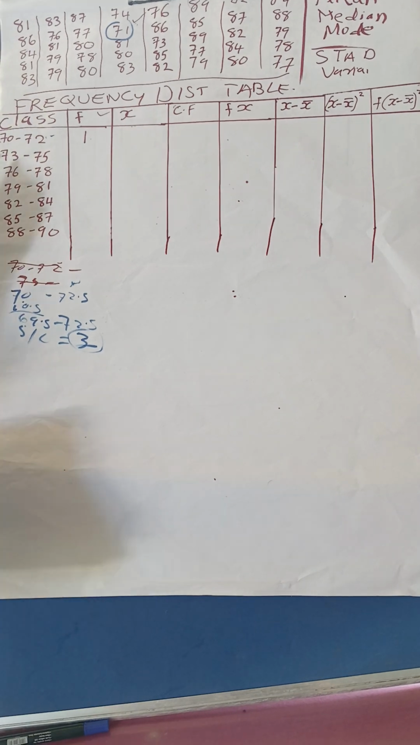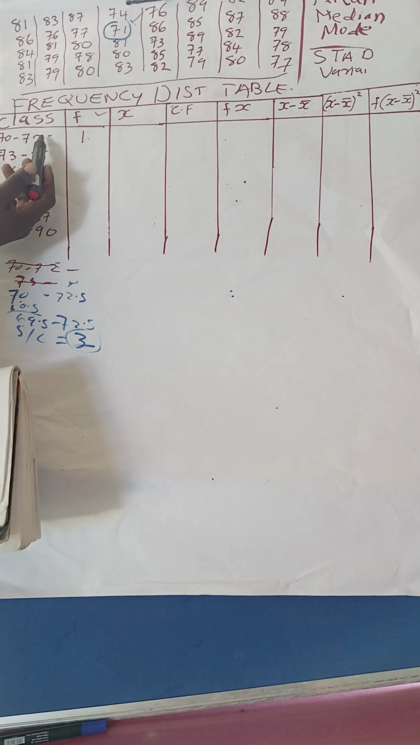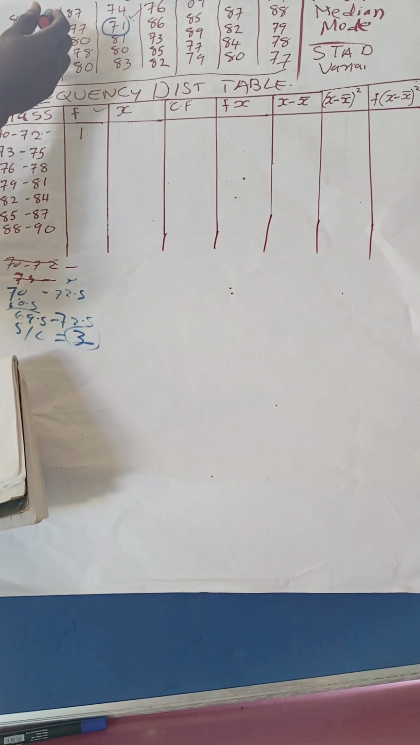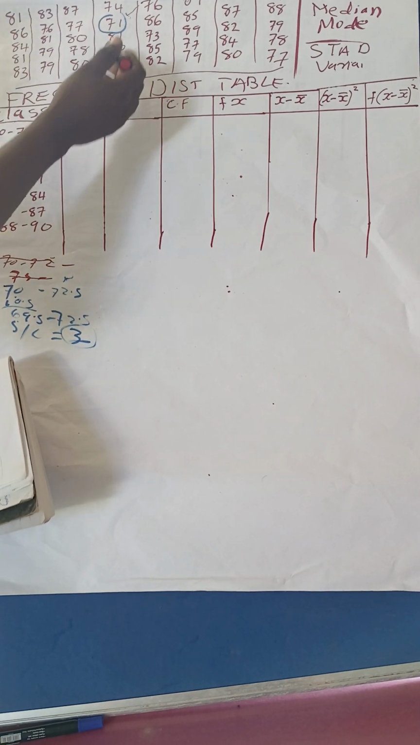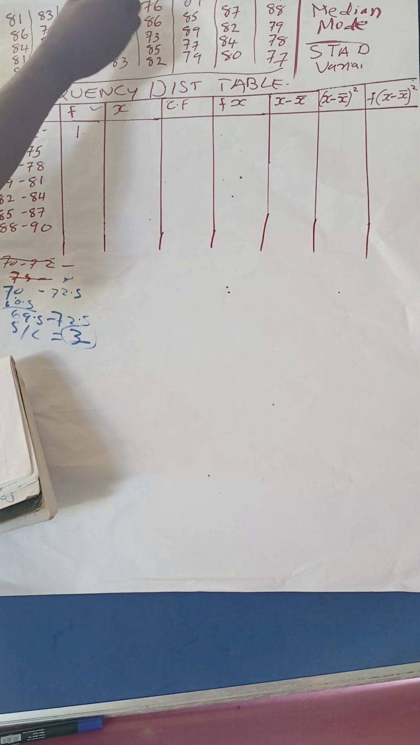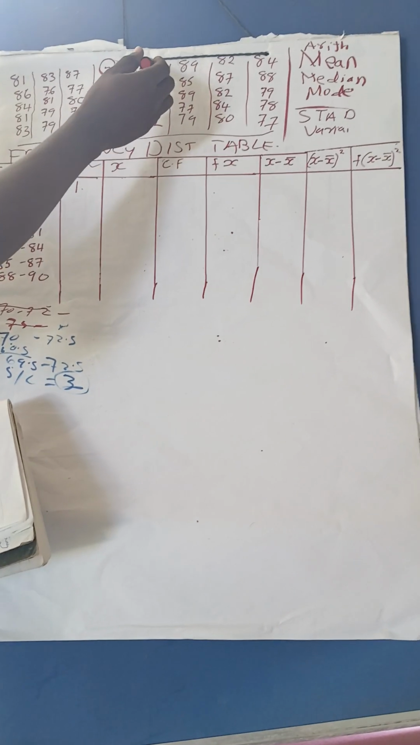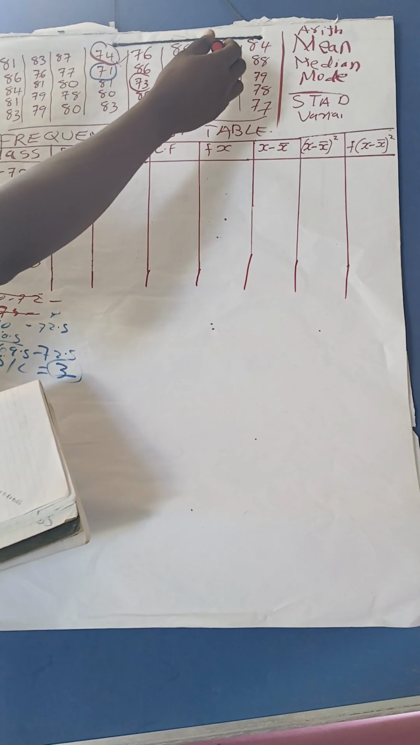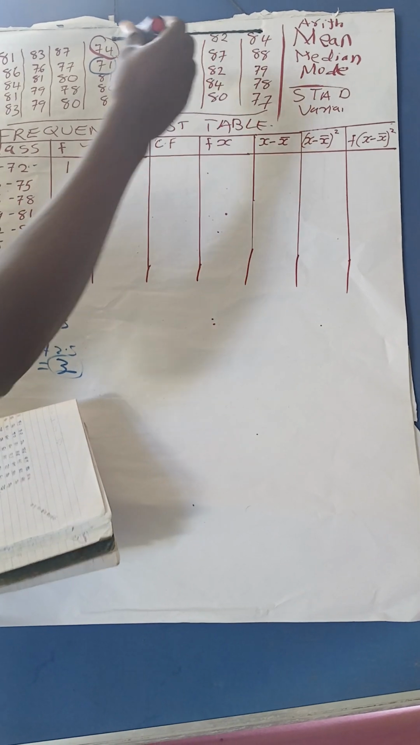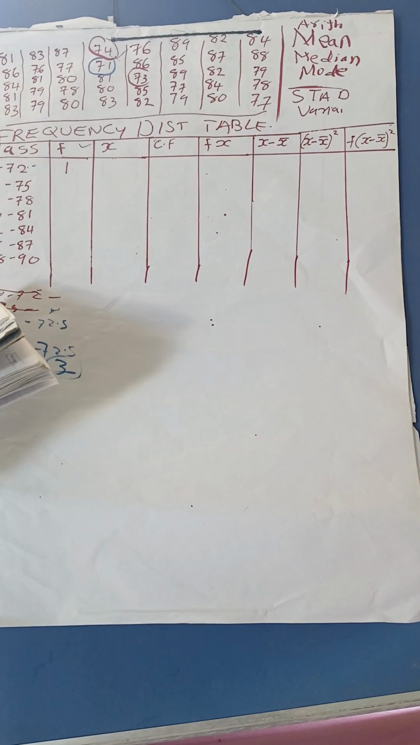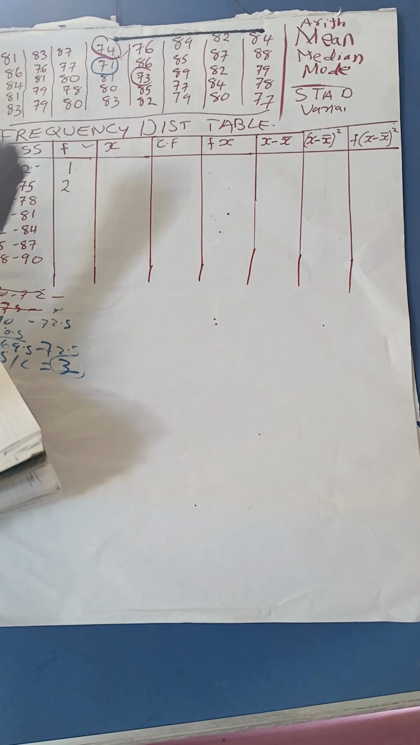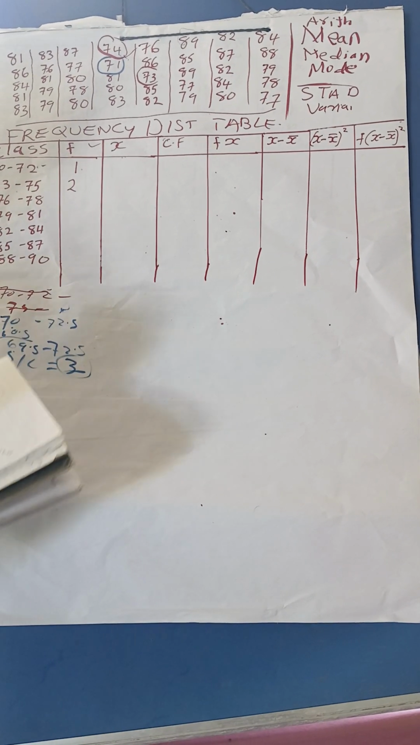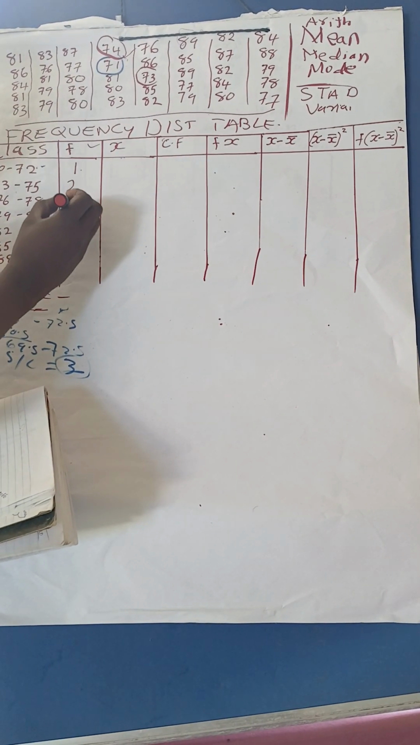That is how you identify. Good. For 73 to 75, the same thing. We pick 73 to 75, 74, and 75, 73, and we have only 2. Good. Then 76 to 78. If you count, you'll get 7.